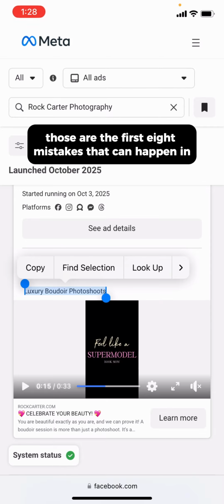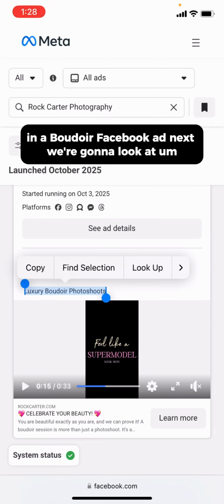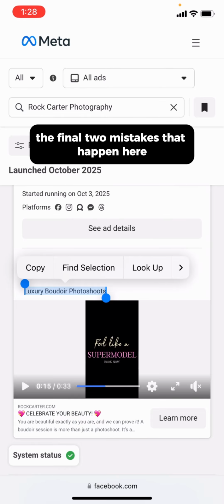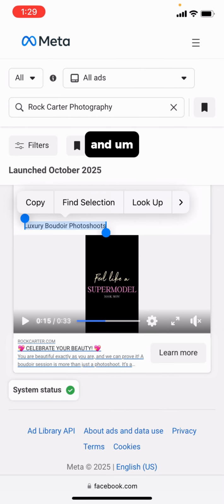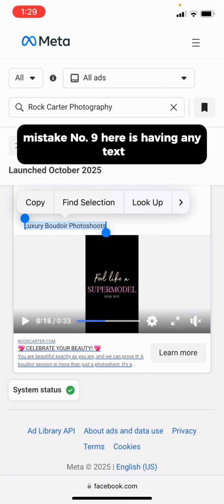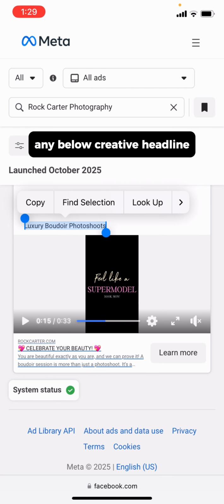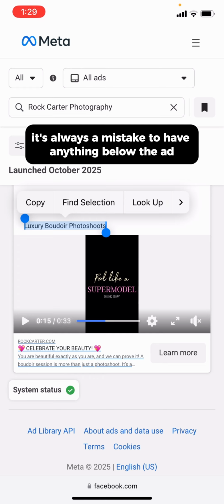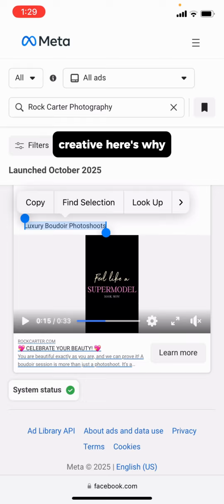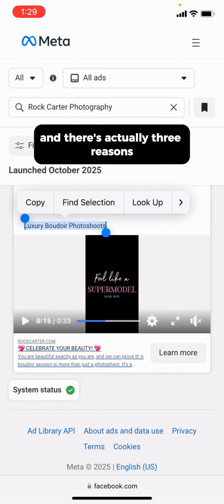All right, those are the first 8 mistakes that can happen in a boudoir Facebook ad. Next, we're going to look at the final 2 mistakes that happen here at the bottom of the ad. Mistake number 9 here is having any text, any below-creative headline, any description, any buttons below the ad creative. It's always a mistake to have anything below the ad creative. Here's why, and there's actually 3 reasons.